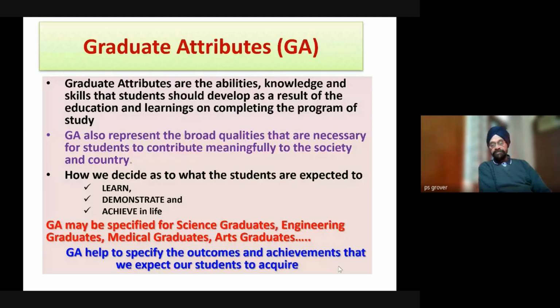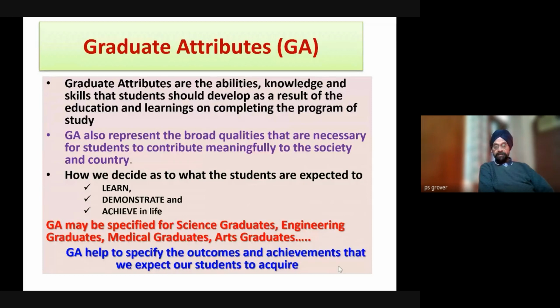What are these graduate attributes? Why do I need them? Because the graduate attributes are the abilities, knowledge, and skills that students should develop as a result of the education and learning on completing a program of study. Now, please appreciate this is where we need to satisfy. The university needs to specify beforehand.